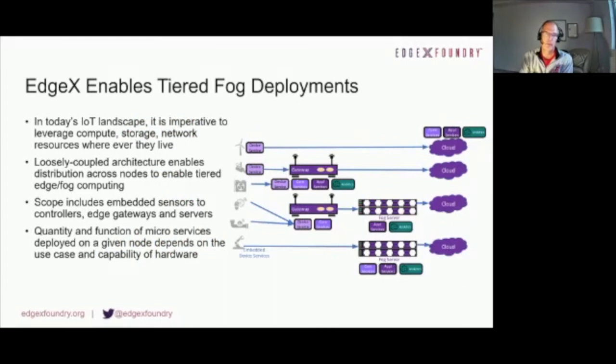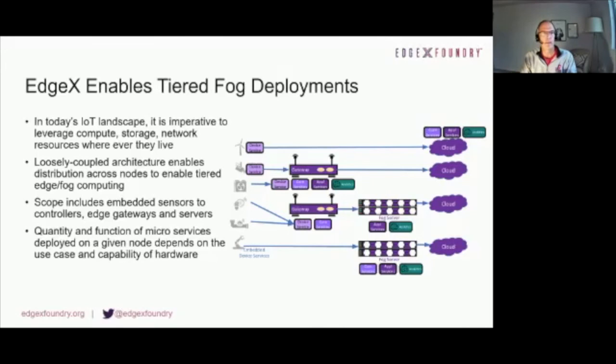EdgeX is also built to be distributed. As I showed you that box with all of our services and I talk about it running at the edge, we often think about it running as kind of one cohesive set of services running on a box. But in actuality, what we find is EdgeX is usually distributed over whatever compute you have available at the edge. You might have a device service running on a thing, and then you have the rest of EdgeX running on something like an IoT gateway, or maybe even parts of it running in the cloud.